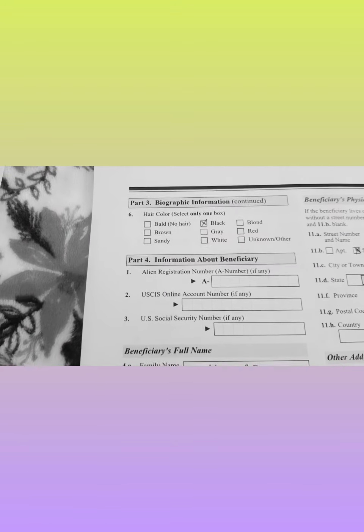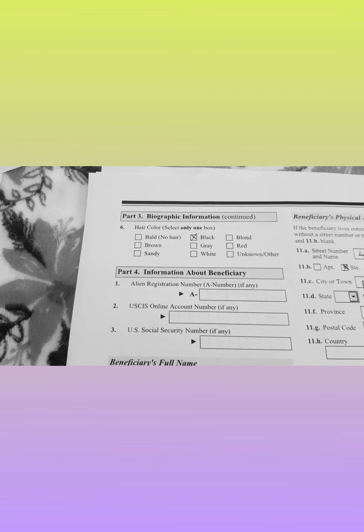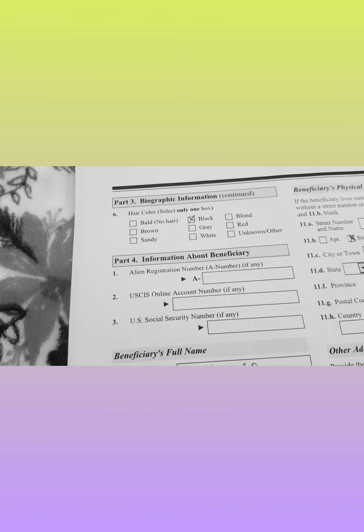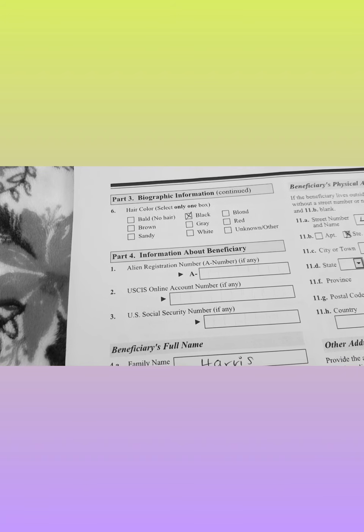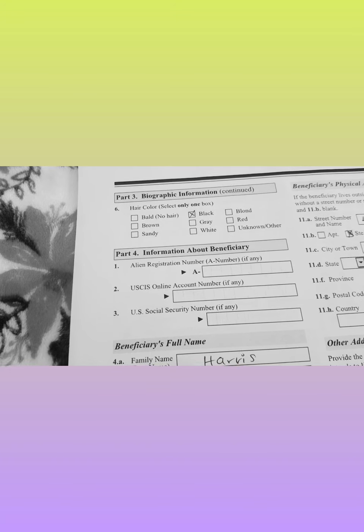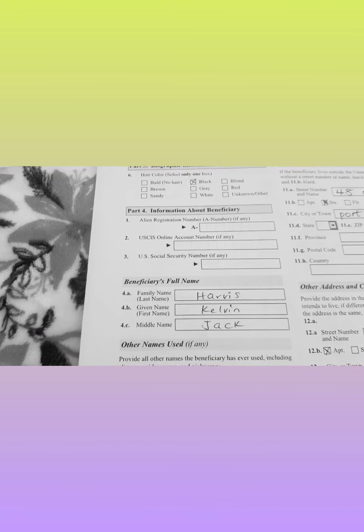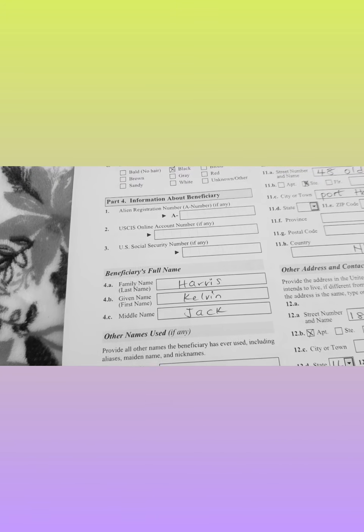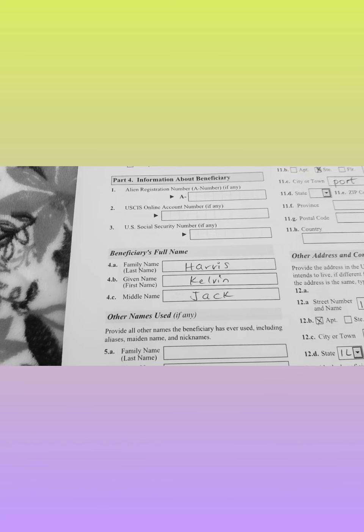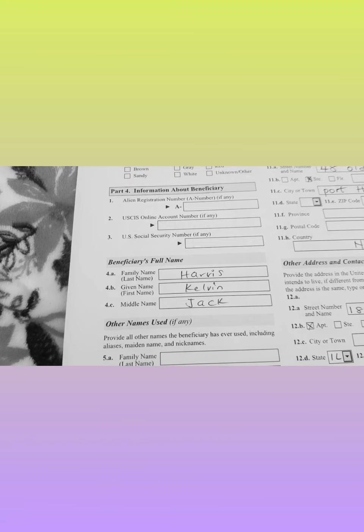The next one is part 3, biographic information continued. Number 6 says hair color. You have to select one box. It is bald, brown, sandy, black, gray, white, blonde, red, or unknown. So we click on black. Information about beneficiary. So this is for you, the beneficiary. So the person doesn't have an alien registration number. The person doesn't have a USCIS online account number. Number 3, the person doesn't have a social security number because the person has not been to the United States before.